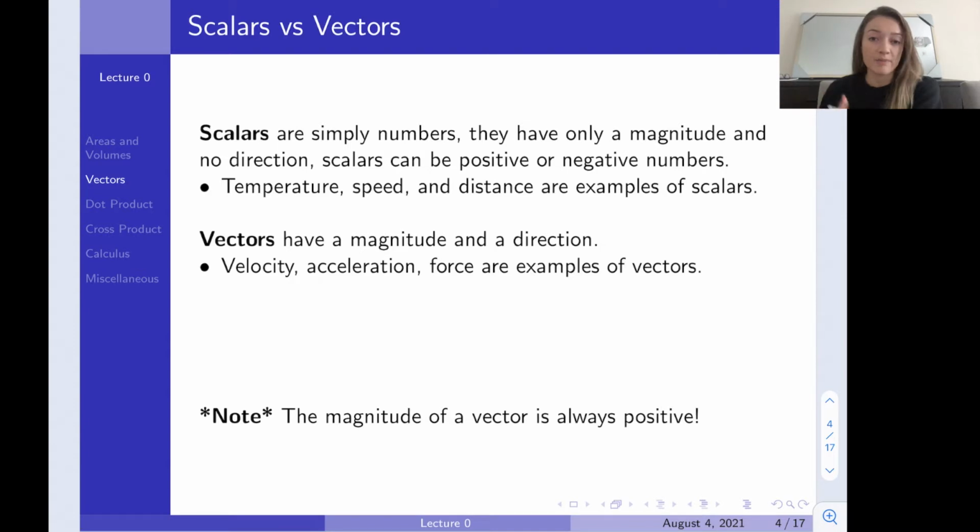Now vectors have magnitude and direction. So velocity, acceleration, force, those are all examples of vectors. And it's important to note here also that when we talk about the magnitude of a scalar, that just refers to the absolute value of the scalar. So even though temperature can be negative 20 degrees, the magnitude would just be 20. But usually we don't really refer to the magnitude of a scalar. It's usually just referred to for vectors.